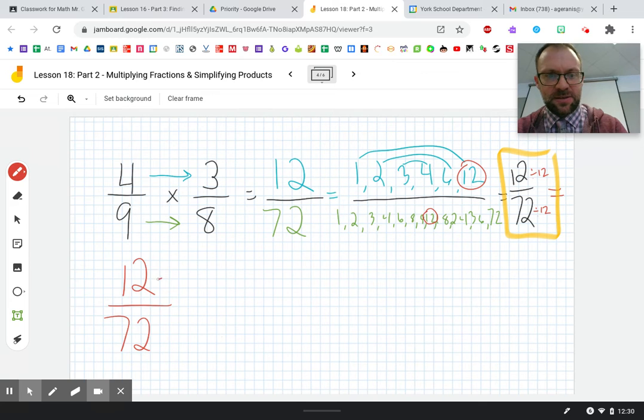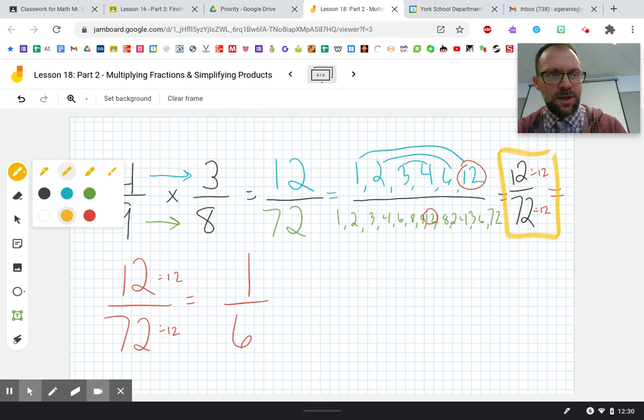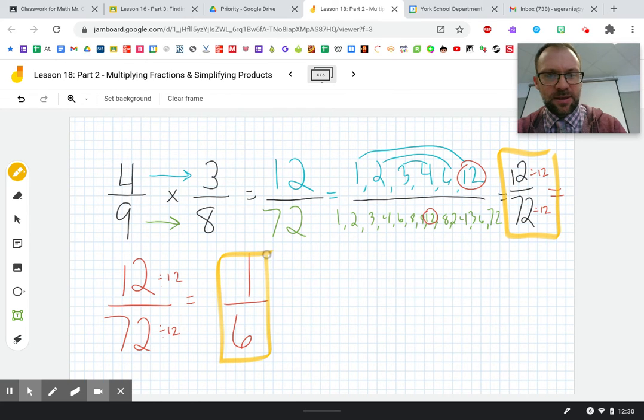12/72 divided by 12. And we're going to get, let's see, 12 divided by 12, that's 1. And 72 divided by 12, well, let's see. 72 divided by 12, that's 6. So 1/6 is the simplest form of our product, 12/72. What do you know about that?